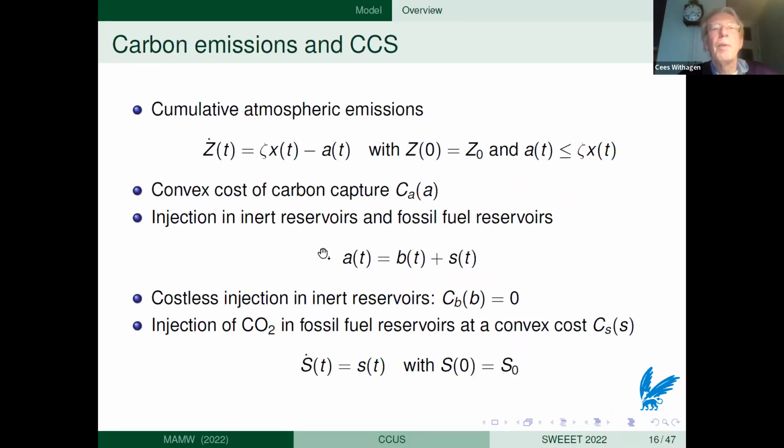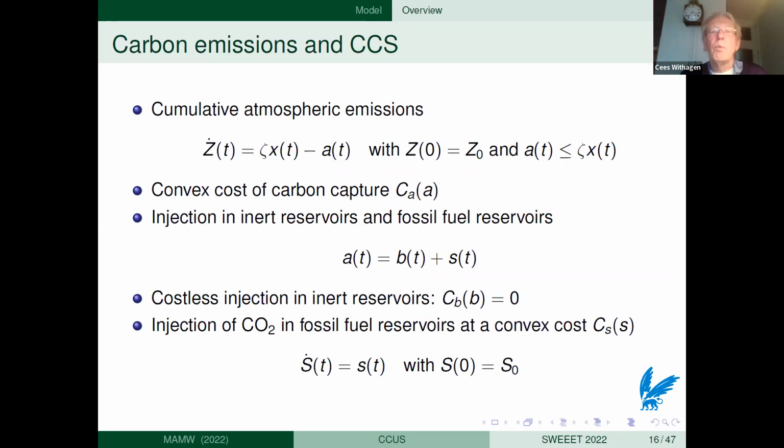Okay. So here is the set of equations that we are looking at. Z is the stock of atmospheric CO2. It increases with the use of fossil fuel. A factor of proportionality is zeta. A dot above a variable means the derivative with respect to time. A is abatement. And you cannot abate more than what is produced. So that means also that we don't have geoengineering.